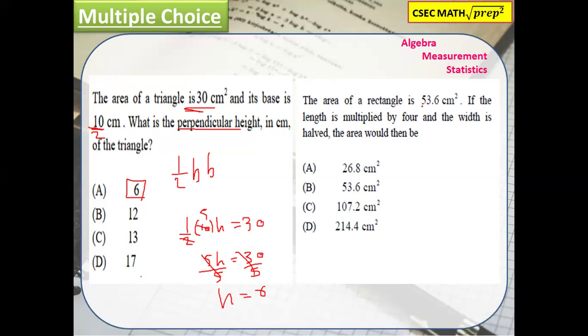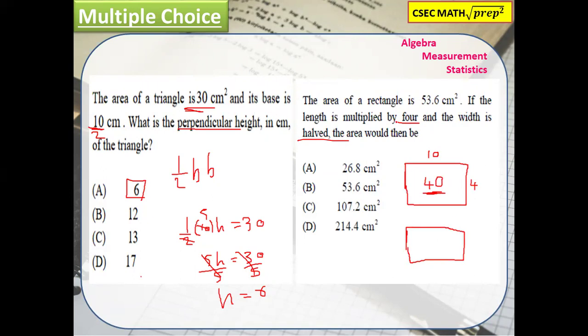Another measurement question. The area of a rectangle is 53.6. If the length is multiplied by 4 and the width is halved, then the area would be what? What I do in a question like this is run an experiment with numbers of my own. So let us say this is 10 and this is 4. If I find the area for this, it would be 40. 4 times 10, 40 units. That's my area.